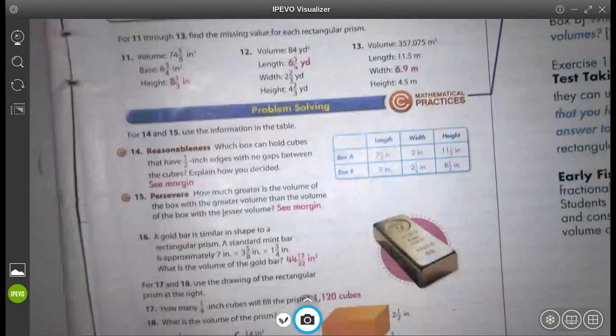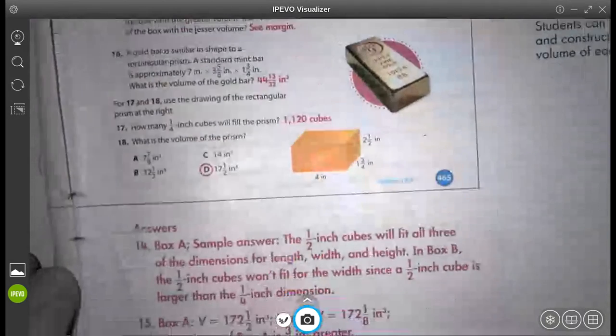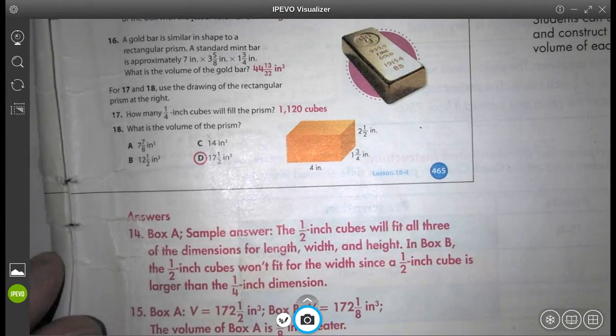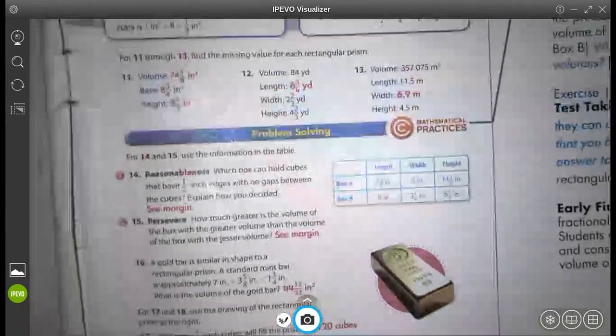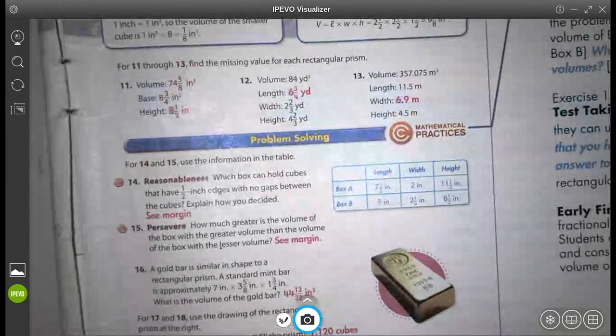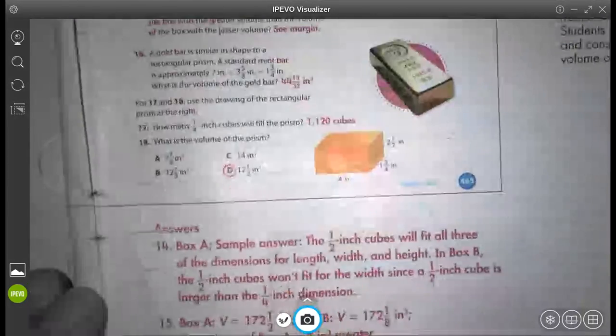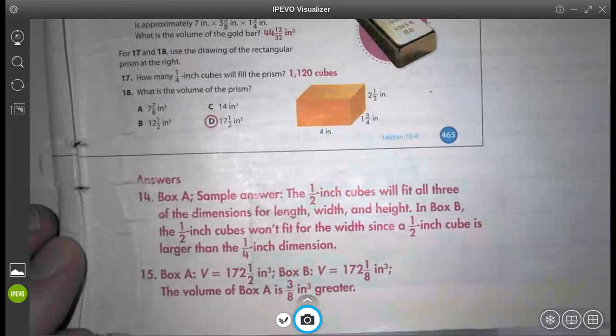If you look down here, this is how the textbook worded it, if you want to see how they worded it. Now let's look at number 15. It says, how much greater is the volume of the box with the greater volume than the volume of the box with the lesser volume? If we scroll down here, we can look at the answer for number 15.